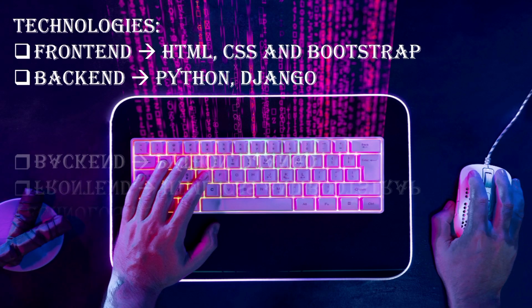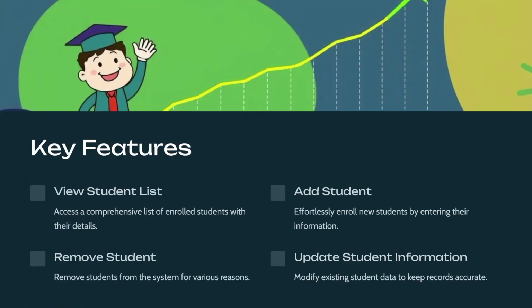The technologies I used in my project: for front-end HTML, CSS and Bootstrap, and for back-end Python, Django. The key features in my project are view student list, add student, remove student, and also update student information.